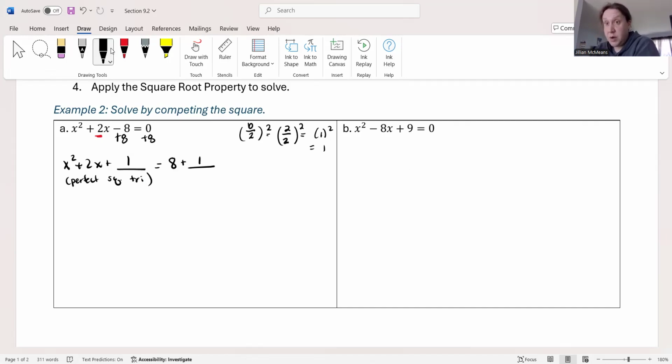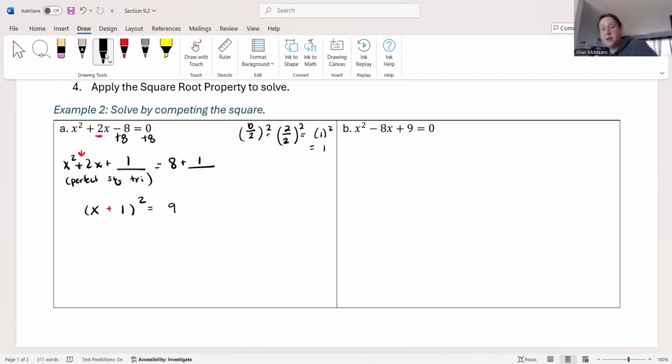What we love about the perfect square trinomial is how it factors. So what you do is you take the square root of the first term. So the square root of x squared is just x. And then we take the square root of what we just added. The square root of 1 is 1. And then this sign right here tells us what sign we need in our factored form. So we need to go plus here. And then that's going to equal 8 plus 1, which is just 9.